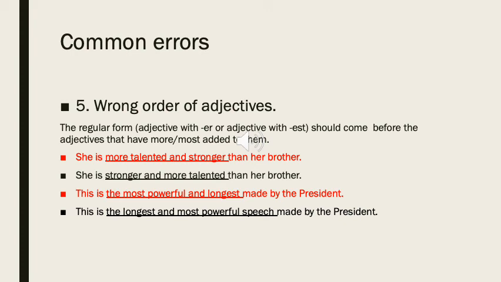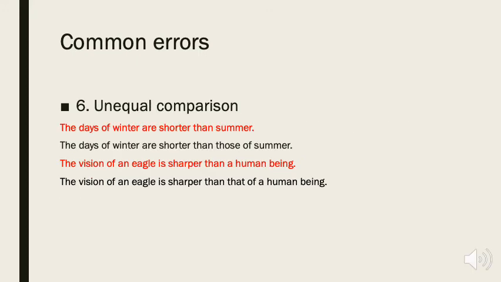So, a sentence like, she is more talented and stronger than her brother is wrong, because we need to put stronger in the initial position and more talented in the second position. So she is stronger and more talented is the right way of putting it. This is the most powerful and longest speech made by the president is to be written correctly as this is the longest and most powerful speech made by the president.